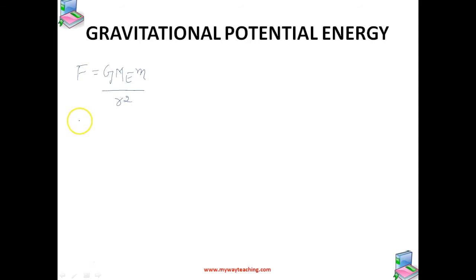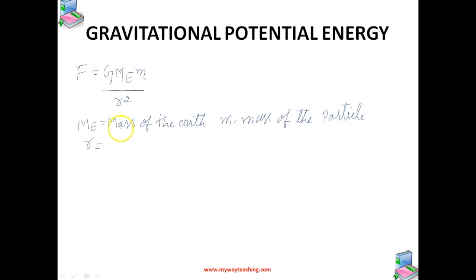Here m_e is the mass of the earth, m is the mass of the particle, and r is the distance from the center of the earth.